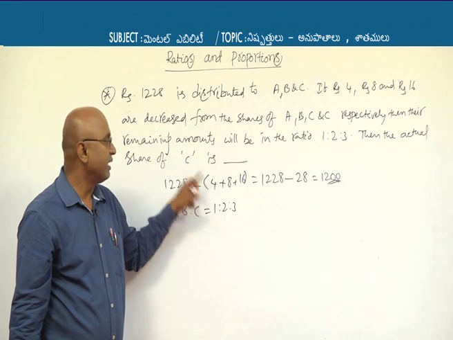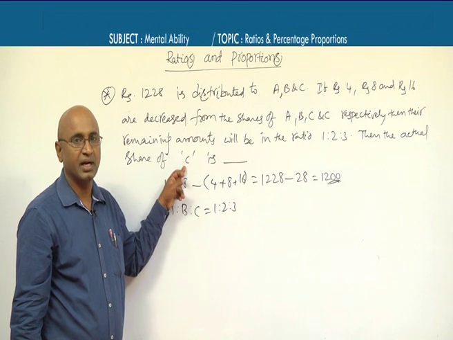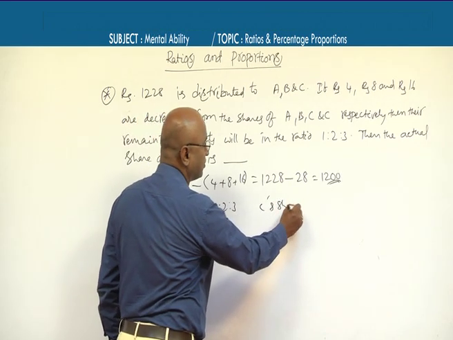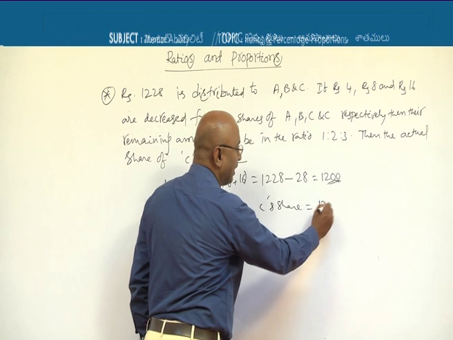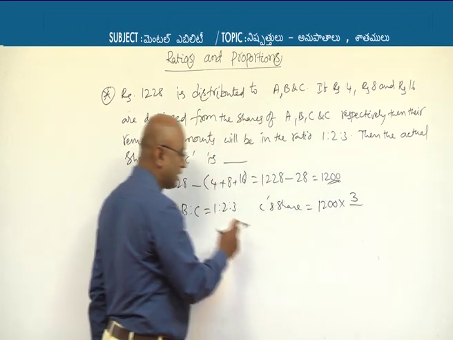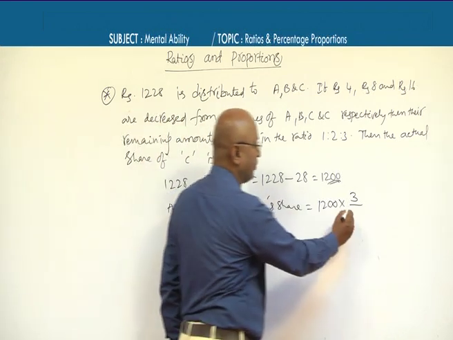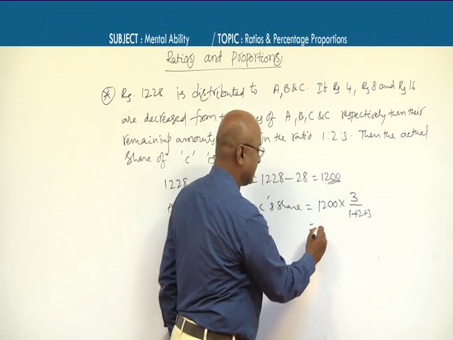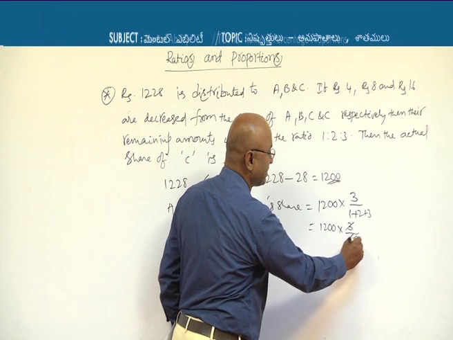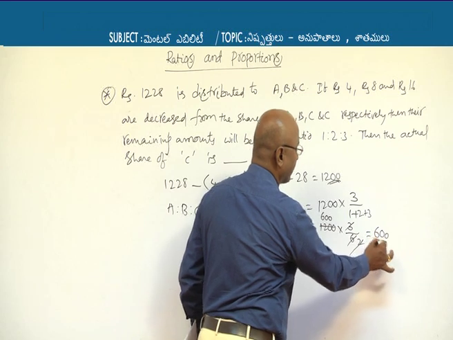From this condition, we have to find the actual share of C. Now C's share is equal to, in 1200, C's share is 3 parts and the total is divided into 1 part, 2 parts and 3 parts. That is 6 parts, 1 plus 2 plus 3. That is equal to 1200 into 3 by 6. That is 3 ones are 3, 2 ones are 2, 2 sixes, 600. That is equal to 600 rupees.